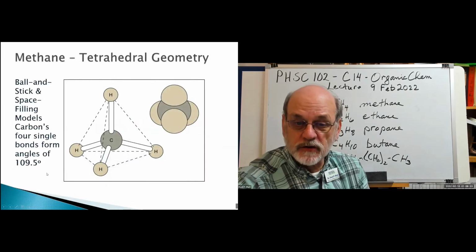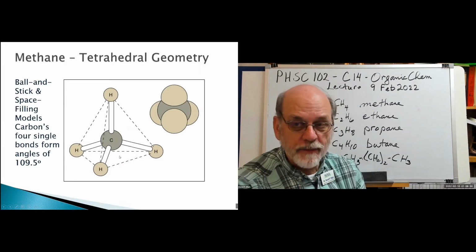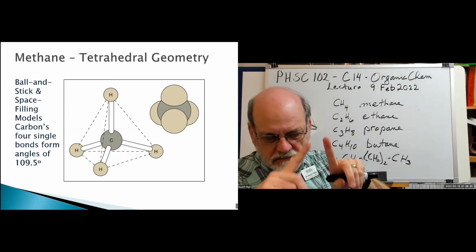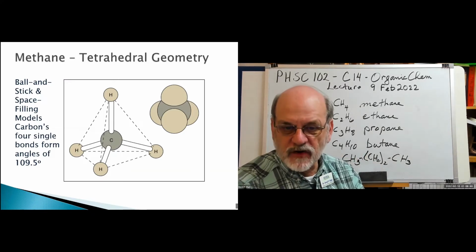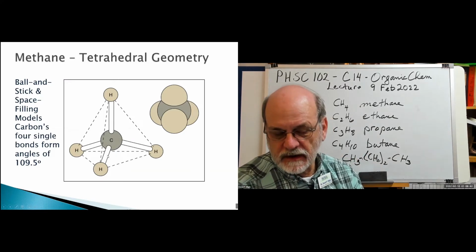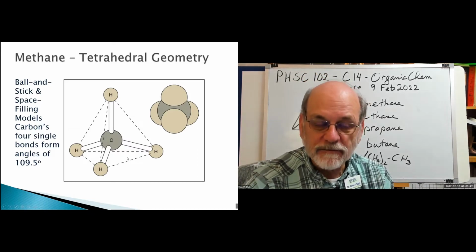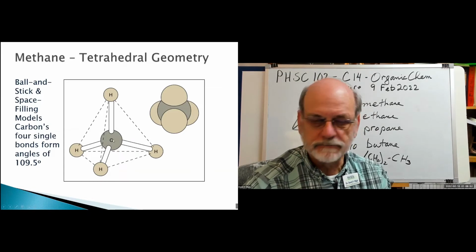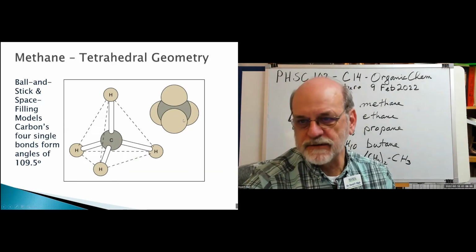Okay, there's the tetrahedral structure, right? We've drawn the tetrahedron in dotted lines. Those dotted lines don't represent bonds. They represent the outer limits of the tetrahedron. The bonds are actually internal here. And the angle on those bonds is 109.5 degrees for the perfect tetrahedron. This is a ball and stick model. Here's the space filling model.